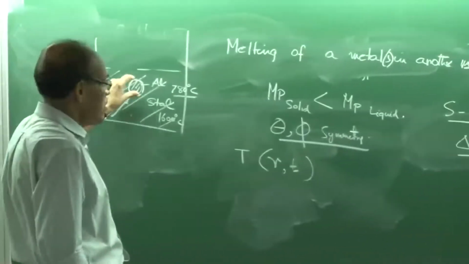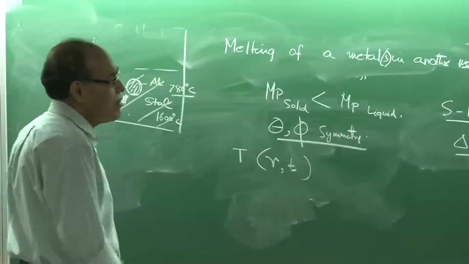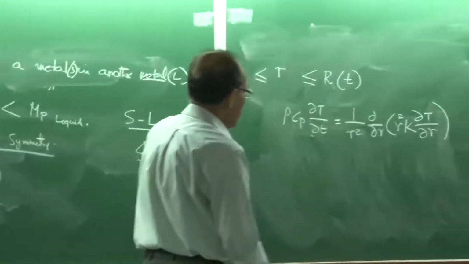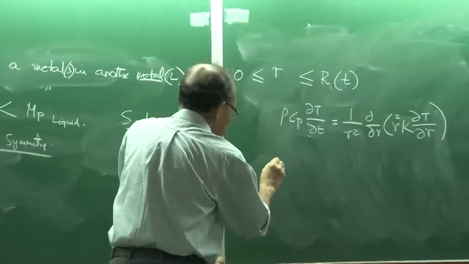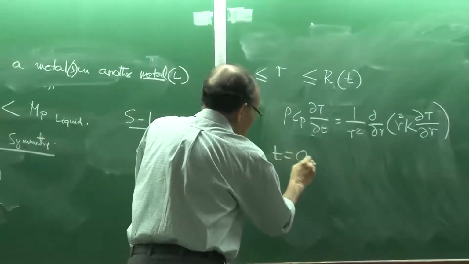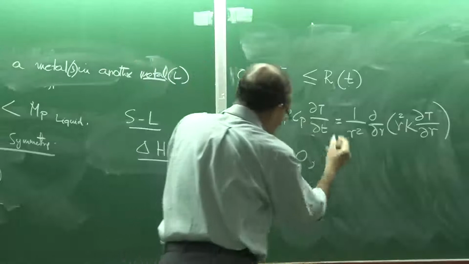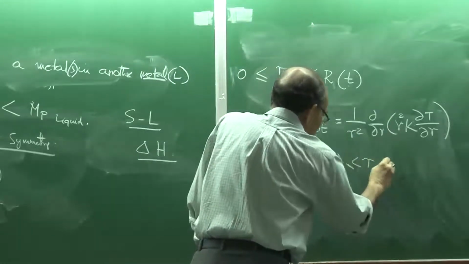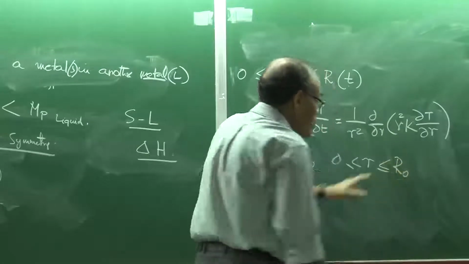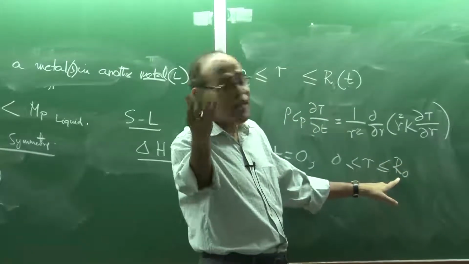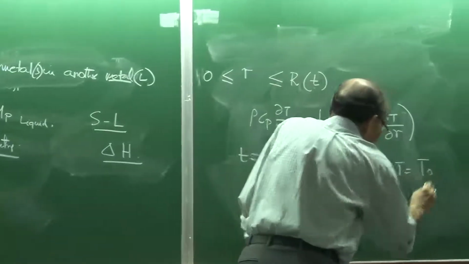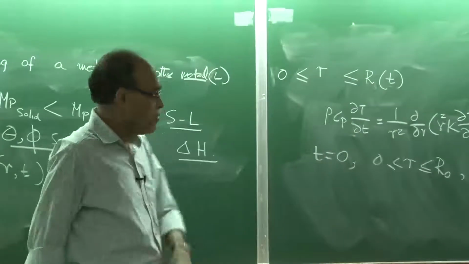So, within this solid, that is the governing equation. Now, if you look at this at time t equal to 0, as I said, the sphere is at room temperature for all values of R greater than 0 and R less than R0, where R0 represents my initial radius of the sphere, and that is constant. Therefore, temperature is equal to T0, which may be, say, room temperature.